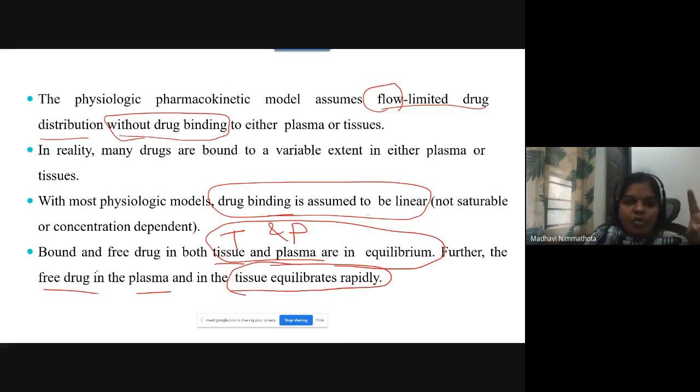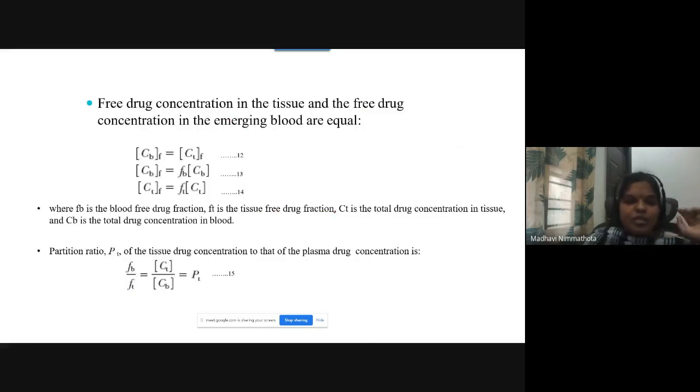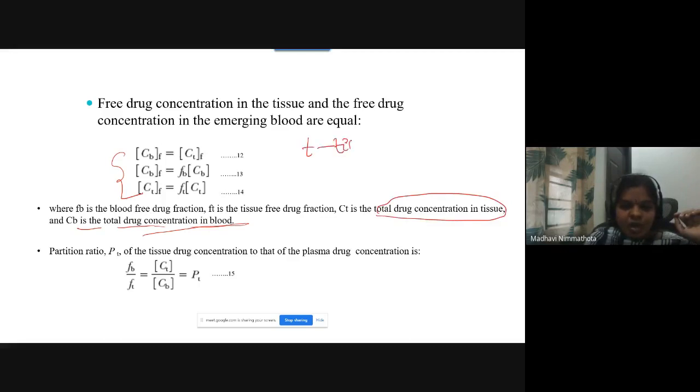So you have a bound drug and you have a free drug. So both will get an equilibrium in the tissues and in the plasma. So the free drug concentration in the tissues and the free drug concentration in the emerging blood are equal. So the equations will be like this. So C of B is nothing but the total drug concentration in the blood. So that is equal to C of T. This is the total drug concentration in the tissue. Here small t stands for tissue and small b stands for blood.